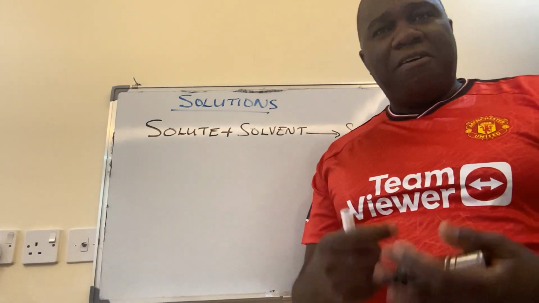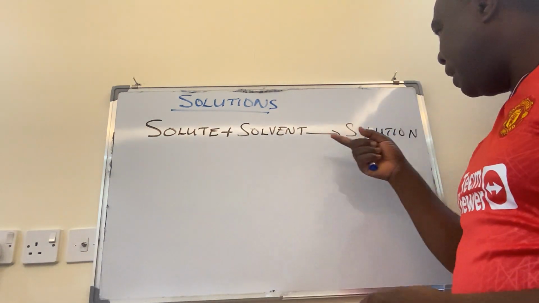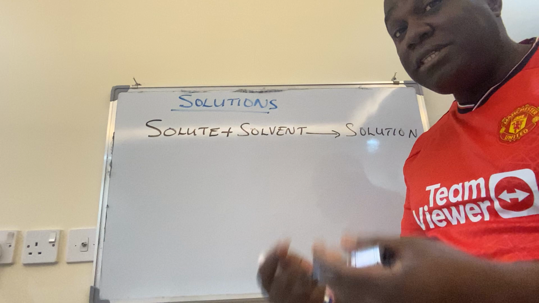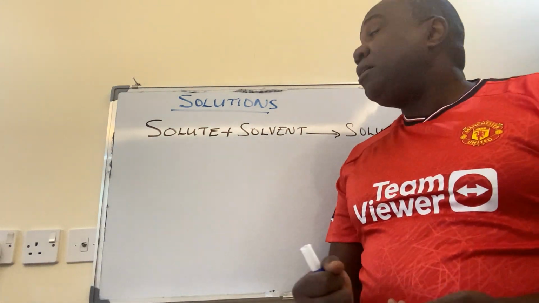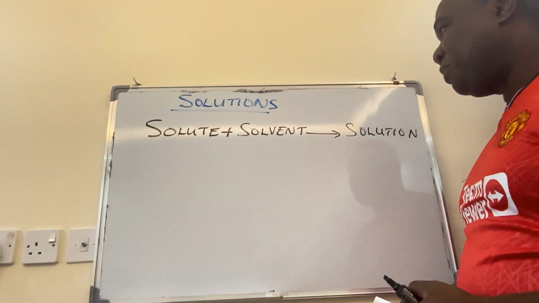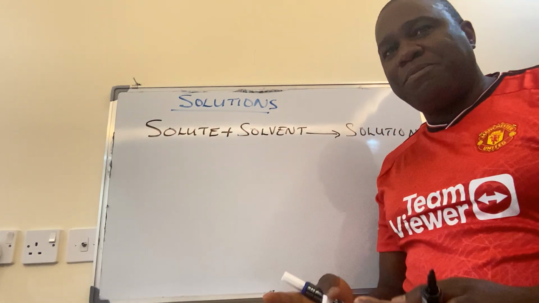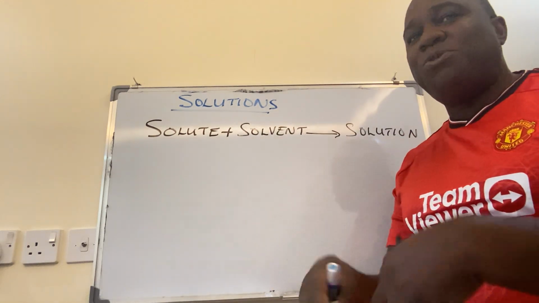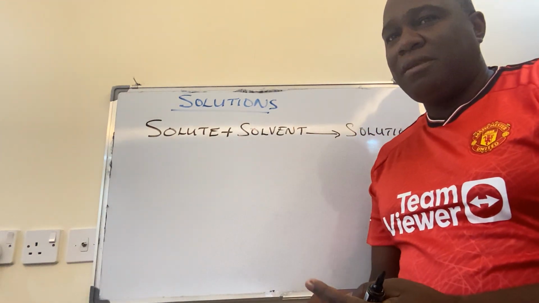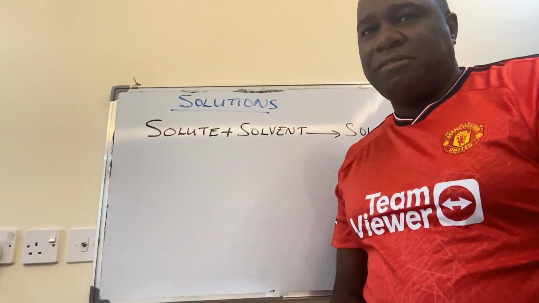This would be a physical change because we can reverse it. It's not going to be a chemical change. So in most cases, for us to form a solution, we need a solvent and a solid. What is a solvent? A solvent is any substance that allows other substances to be dissolved in it. A solid is the substance that I am going to dissolve.